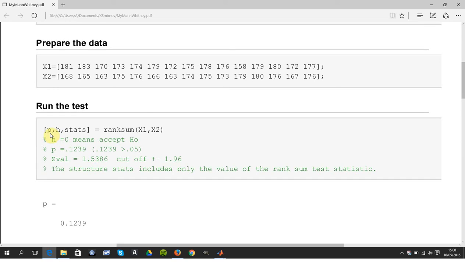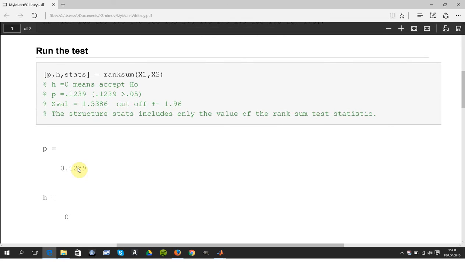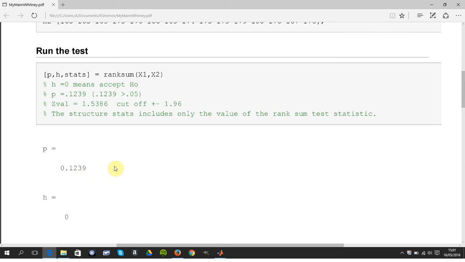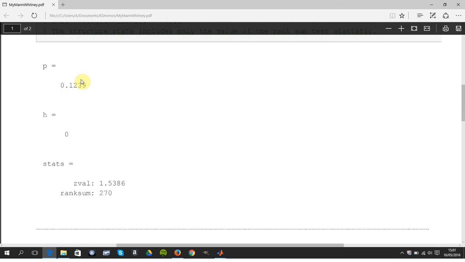We get p here, which is the probability, the p-value, and the default is 5%, so if we get something 5% or bigger, we're going to accept the null hypothesis, and if we just go down a little bit here, we get 0.1229, which is 12.29%. 12.29% is bigger than 5%, so we have no reason to reject H0. In other words, we accept the null hypothesis, h is 0. And then the third output is stats, which is 1.5386.